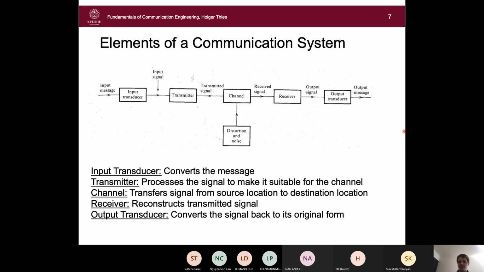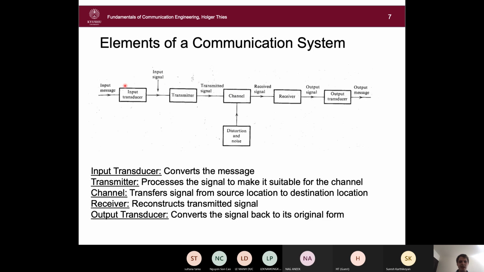Usually this message is non-electrical. Communication systems always send electromagnetic waves through some channel. So the first thing we have to do, because the message is non-electrical, is transform it into an electric waveform. This is what the input transducer does. It takes the input message, which can be many different things, and converts it to an input signal.